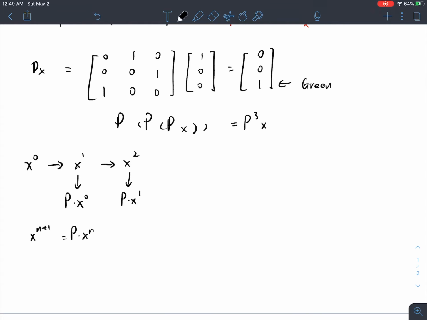However, we can also rewrite X2 as P squared times X naught. And to generalize it, we can also write Xn as P to the nth power times X naught.